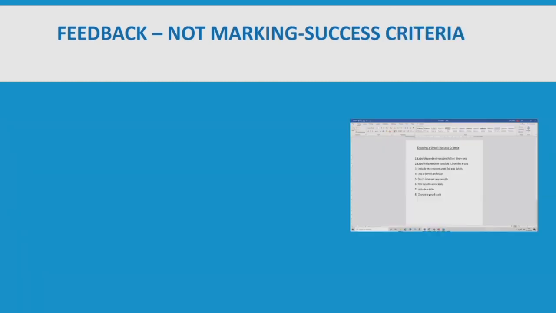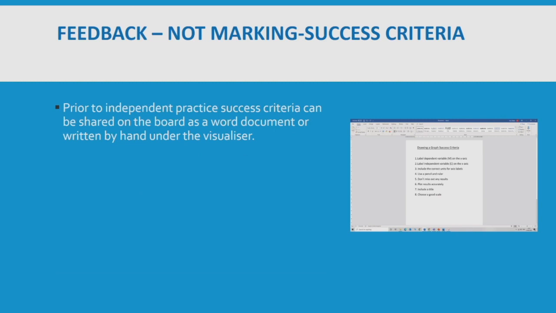And then finally, on to success criteria. I do this quite a lot when I want, again, to get students to do an activity when I'm modelling something. So when they actually start the task, they know what things to include, so that reduces my time marking the work afterwards. So prior to them starting independent practice, I would get them to generate success criteria. Or I would give them the success criteria straight away. Sometimes I do it as a Word document and just show it on the screen, or I would write it by hand as the students were giving me those success criteria, those points.